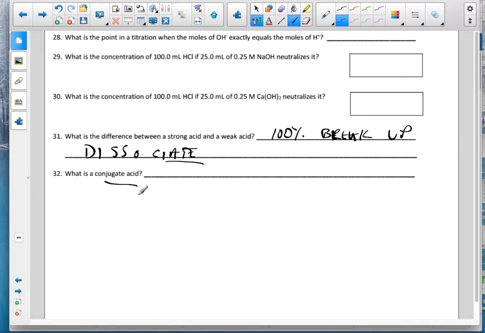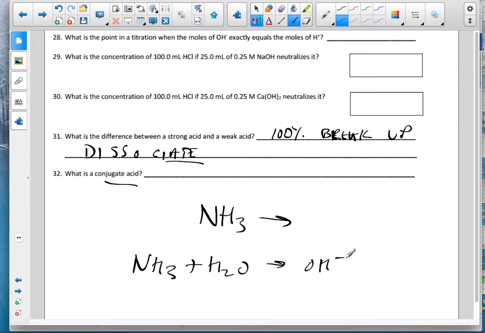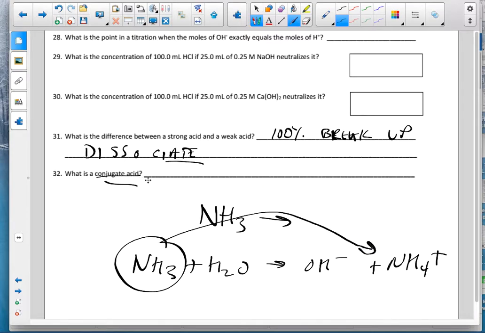Conjugate acid is a base that has accepted an H+. So whenever you have a conjugate acid, you have a base. An example would be if I took NH3 plus water, I'm going to get OH minus plus NH4 plus. This side has 3 H's, now it has 4. So conjugate acid is the base that has accepted an H+.